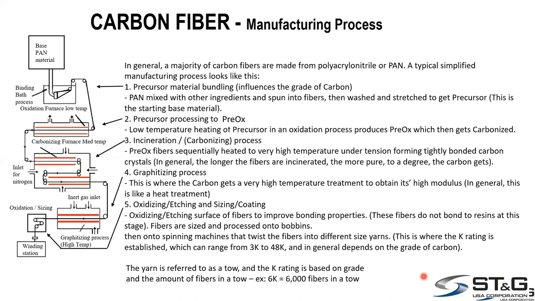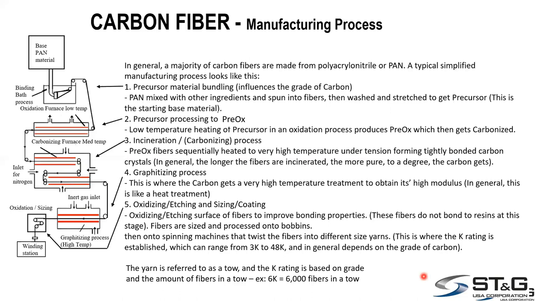So then it needs to go through this additional phase where it gets oxidized and etched. And this etching helps the coating stick to it, which is usually an epoxy. So out of this, it goes to a winding station. Each of these fibers gets bundled together into a yarn. And as it gets bundled together on this yarn and spooled, that yarn is what we refer to as a tow. Now, depending on how many fibers are in that tow will make up the K rating, and it can range from 3K to 48K.